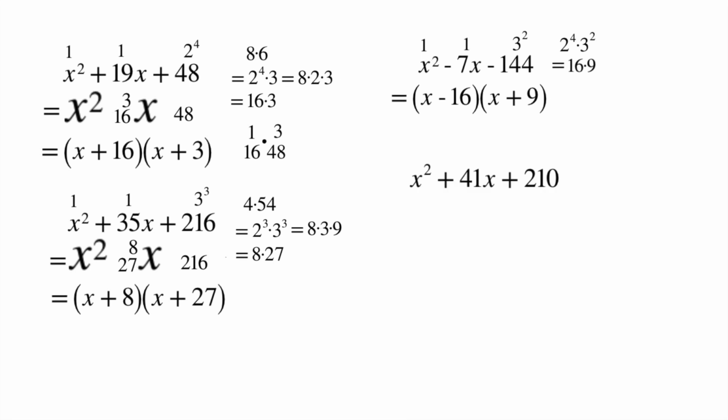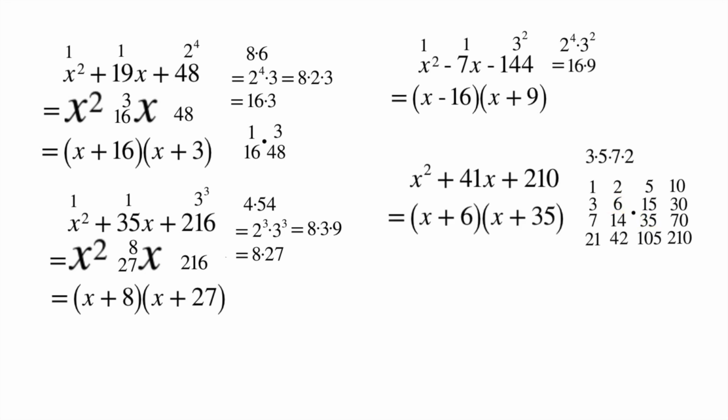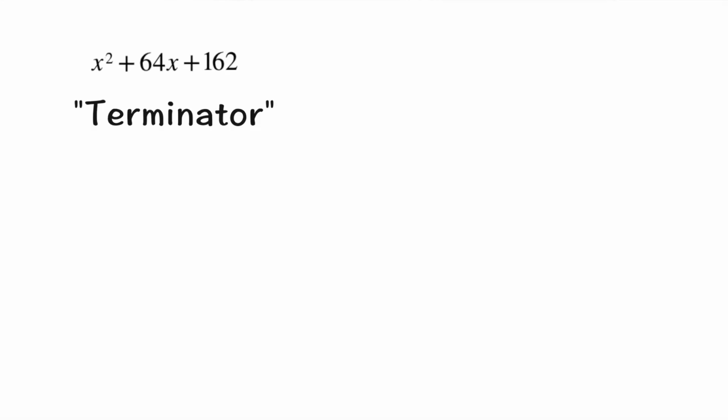Once again, there are single prime numbers only. It means no number to primarize. If so, just make the factor table. Move on to the Terminator next.